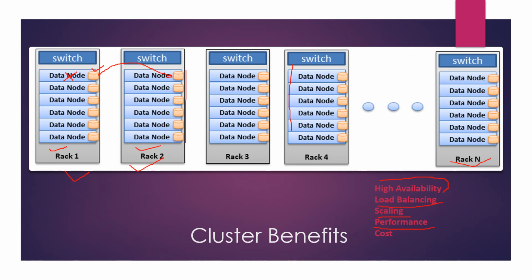Cost. So commodity server, as I explained earlier, it is all about the cost. If you go for the supercomputer, it might cost you very high. If you go for a clustering model, the cost will come down and you get the same benefit.